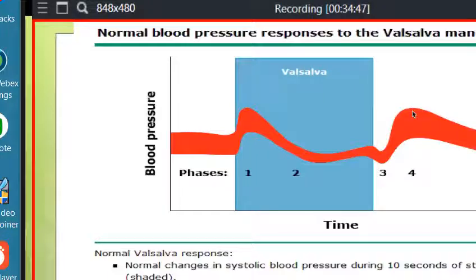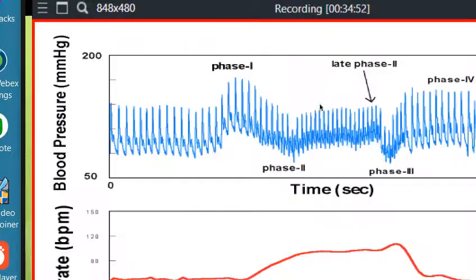We'll discuss each of these phases in detail as we go along. So this is a similar diagrammatic representation of the different phases of Valsalva and the accompanying changes in the blood pressure and the heart rate.